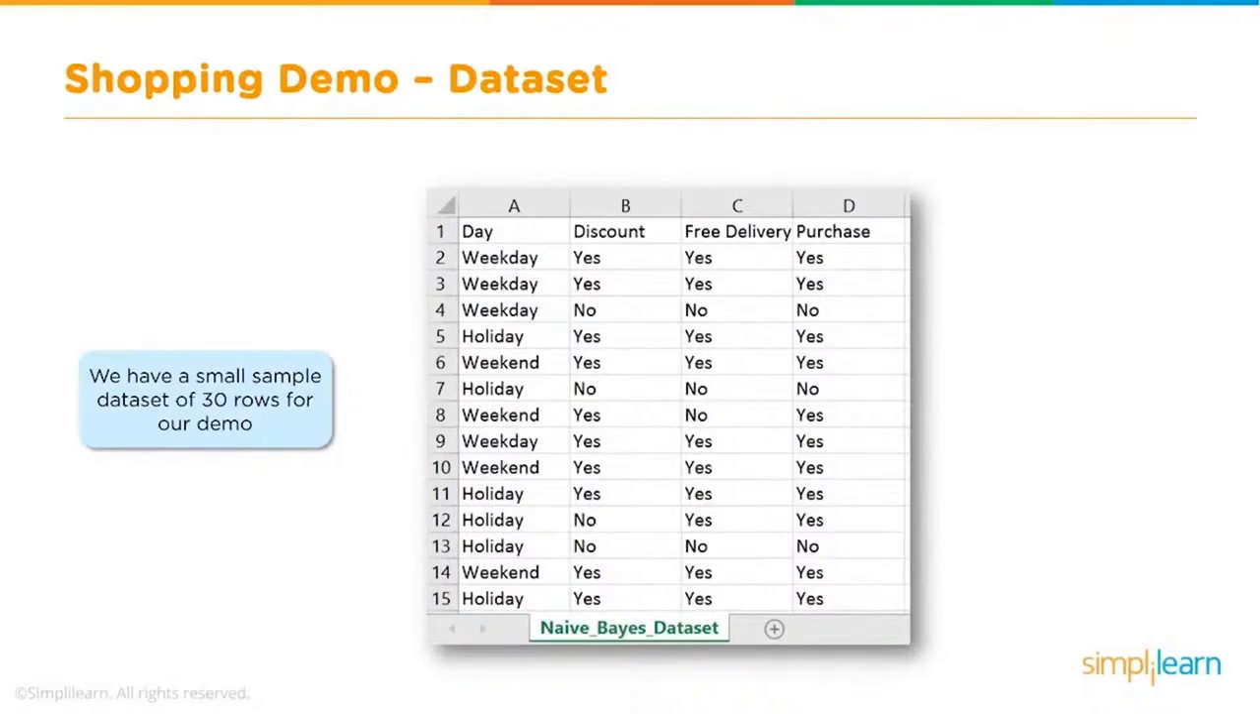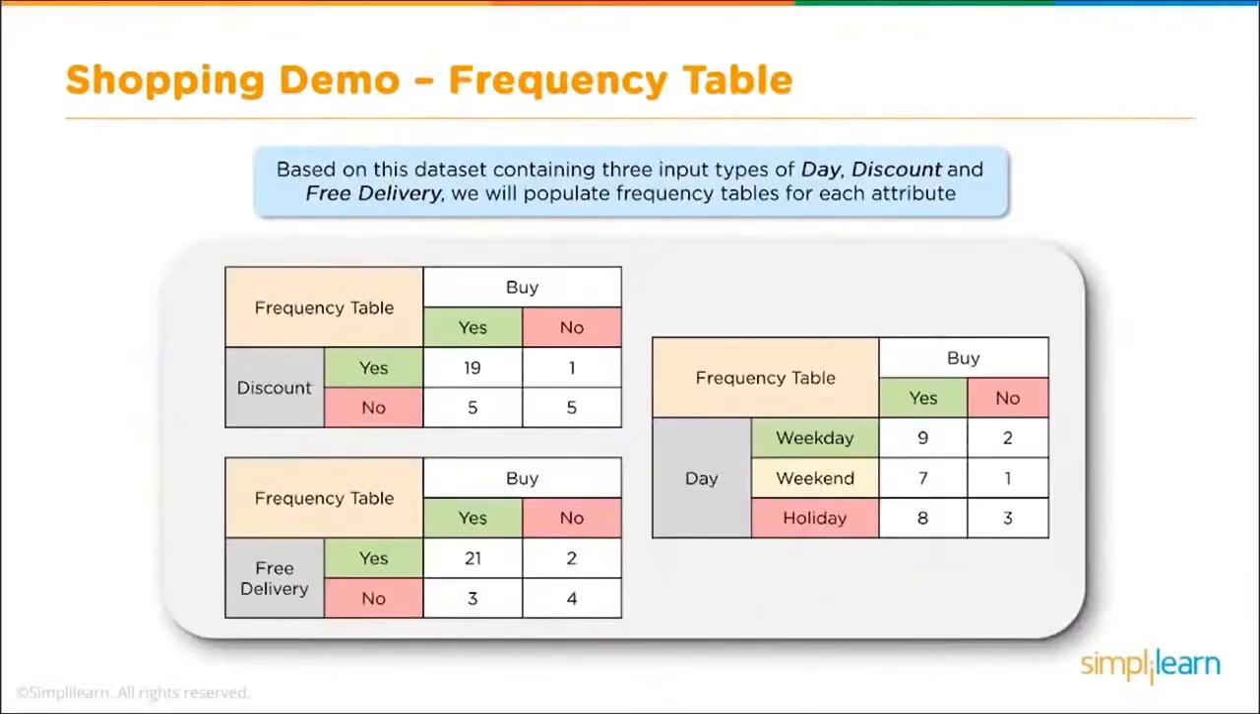The first thing we want to do is take this data, which contains our 3 inputs, day, discount, and free delivery, and populate frequency tables for each attribute. So we want to know if they had a discount, how many people bought and how many did not buy. Did they have a discount, yes or no? Do we have free delivery, yes or no? On those days, how many people made a purchase and how many didn't? And the same with the 3 days of the week. Was it a weekday, a weekend, a holiday? And did they buy, yes or no?